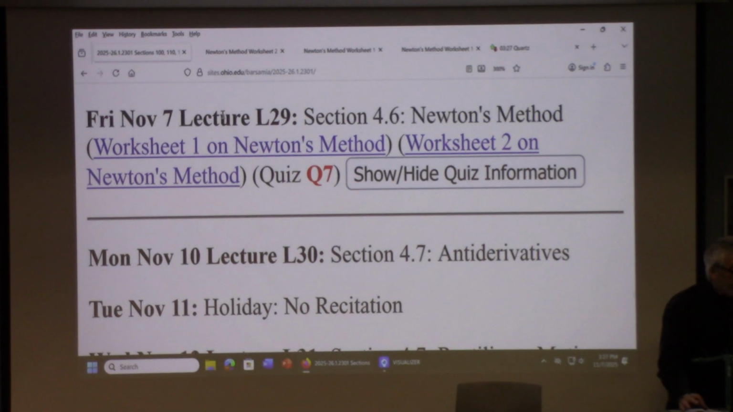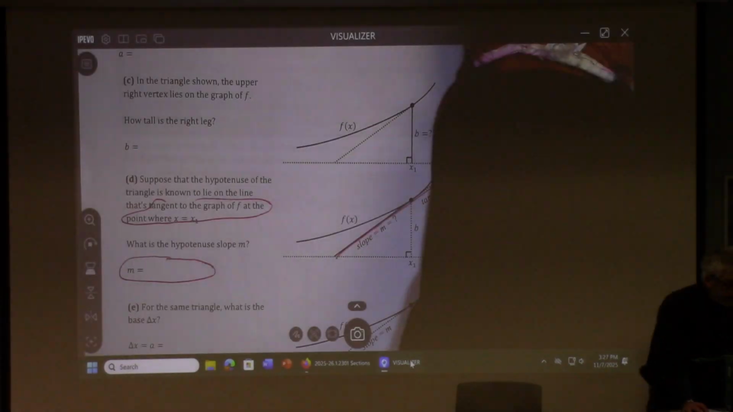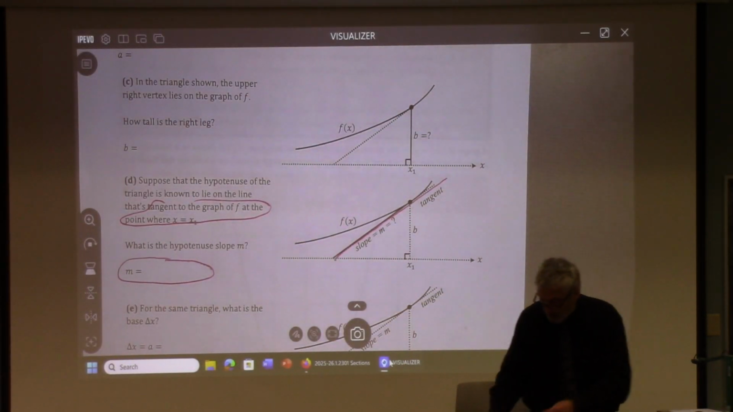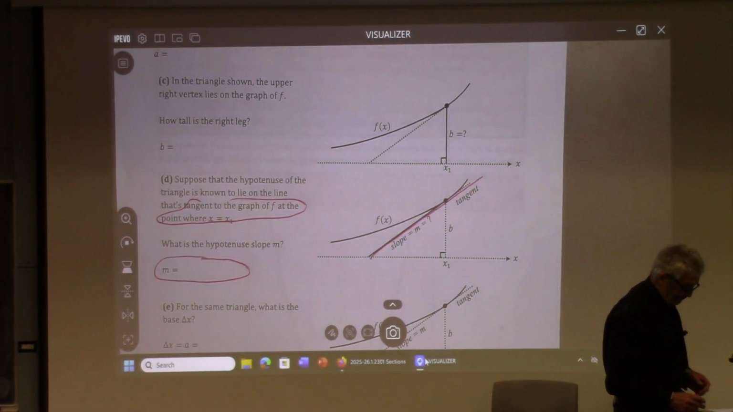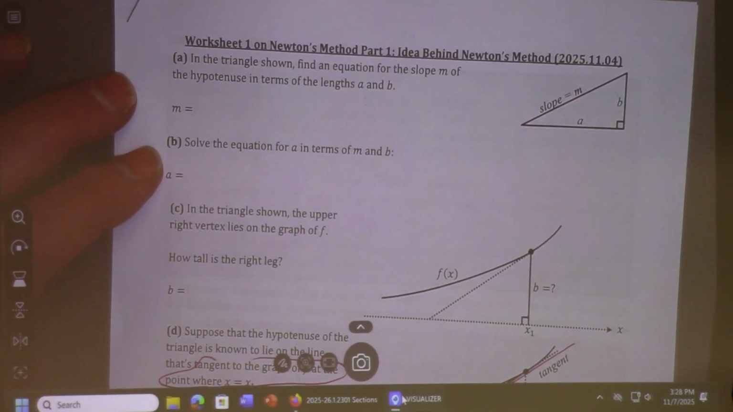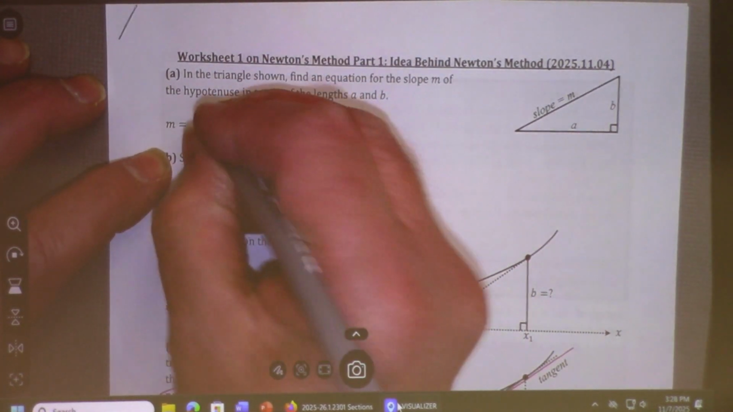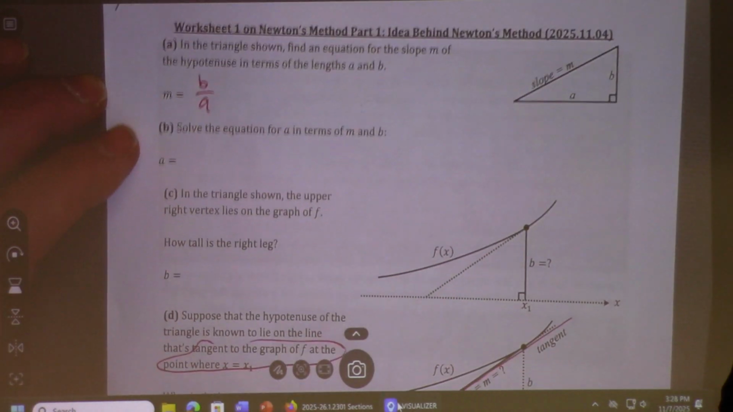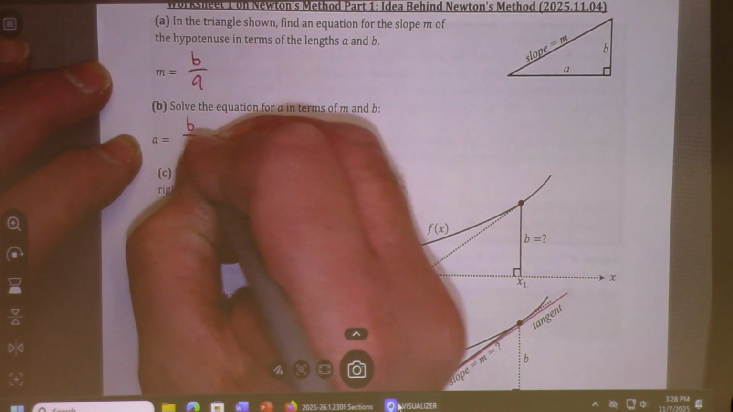Now let's look at this together. Cameron, why don't you come grab a handout here. So, on the count of 3, what is the slope of that line? 1, 2, 3. B over A, rise over run. All right. If you solve that equation for A in terms of B, how does it go? Ready? 1, 2, 3. B over M. Good.